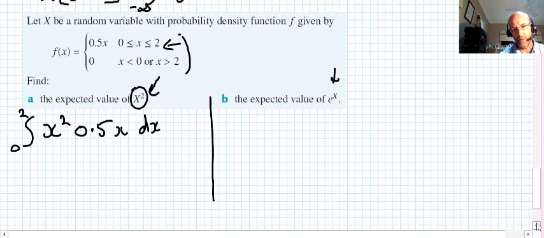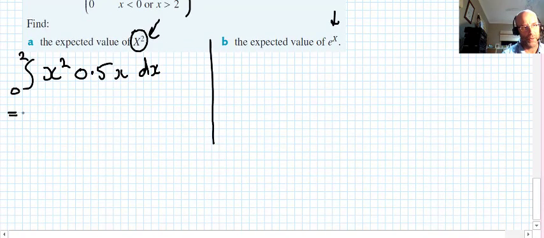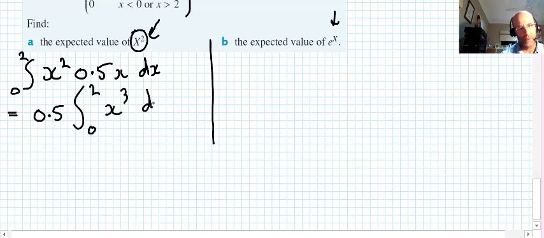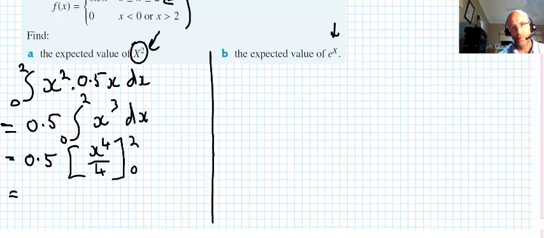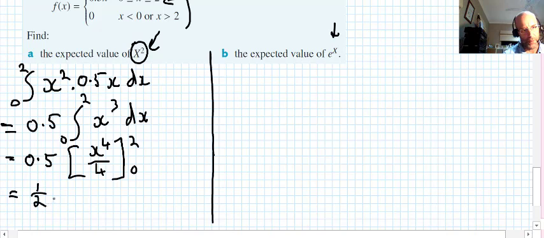And we can manipulate that prior to integrating. We could say 0.5 outside of the integral from 0 to 2 of x cubed. Okay, and that's not too tough. It's not that bad. So doing our integration, we've got 16 over 4. So we've got half of 16 over 4, which is 8 over 4, which is 2.